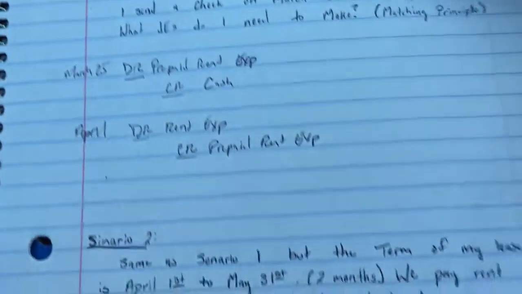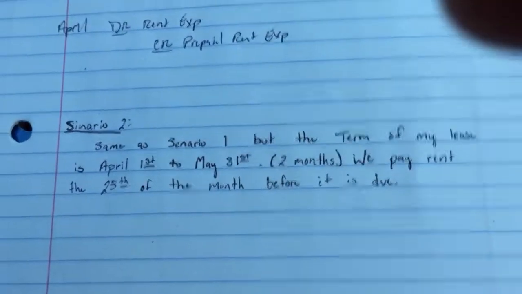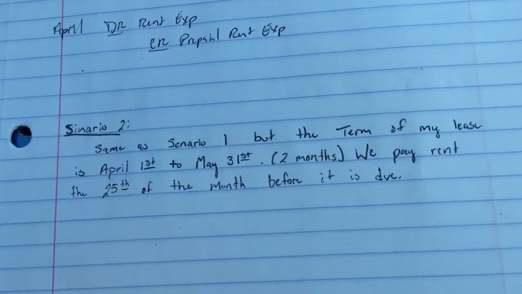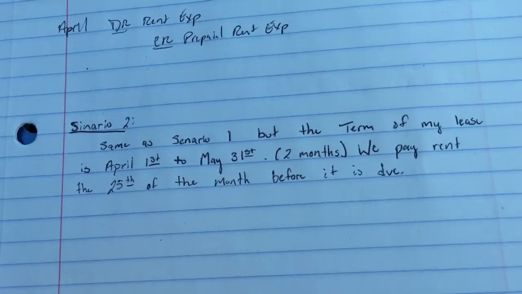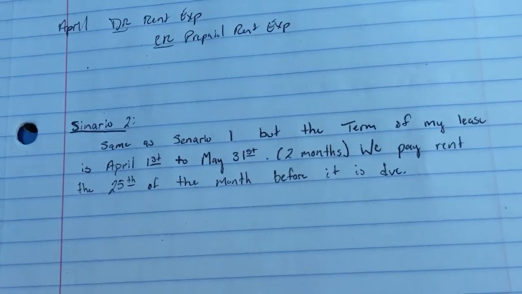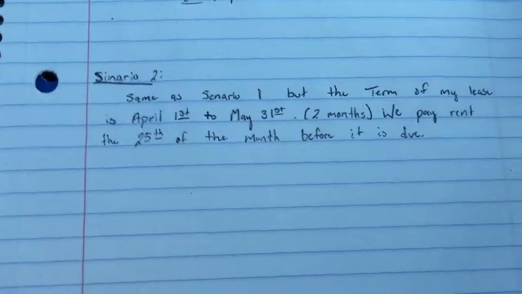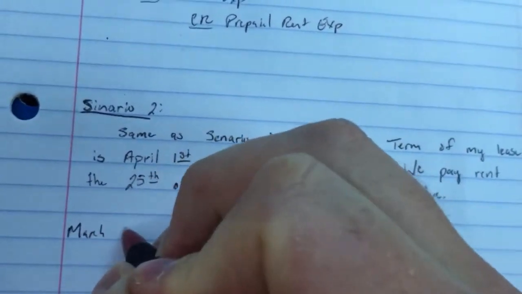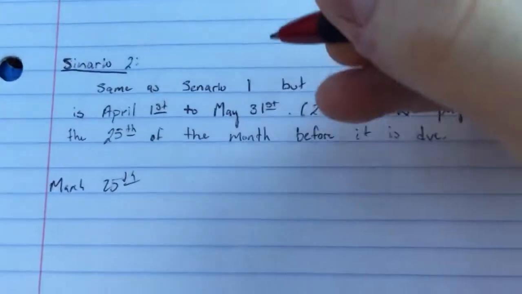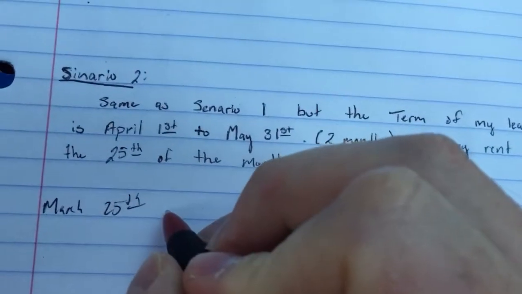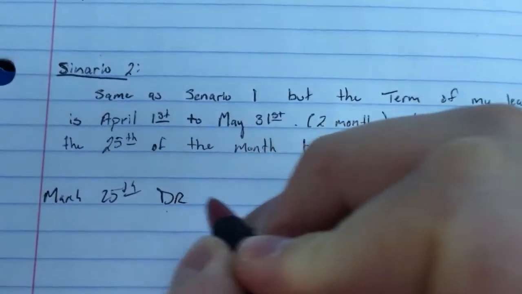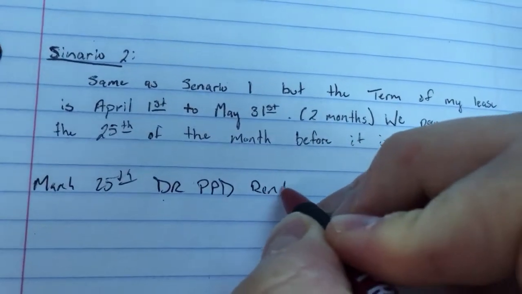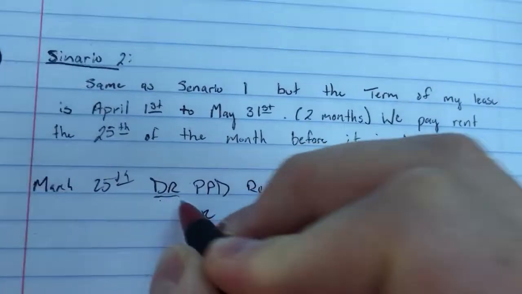Okay. And then in our second scenario, it says the same as scenario 1, but the term of my lease is from April 1st to May 31st, so 2 months. We pay rent on the 25th of the month before it is due. So on March 25th, we're going to do the same thing. We're paying for April's, so we're going to debit prepaid rent and credit cash.